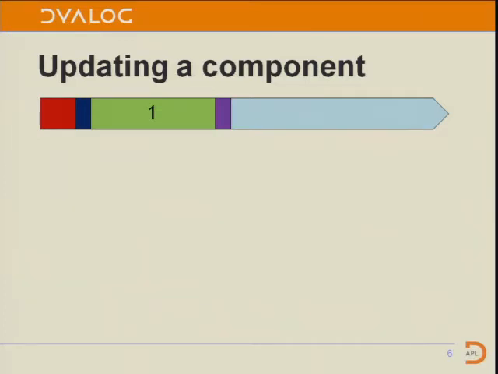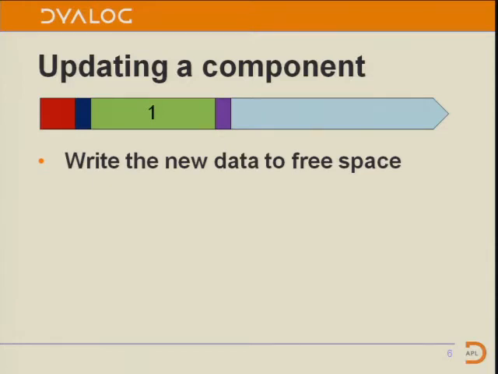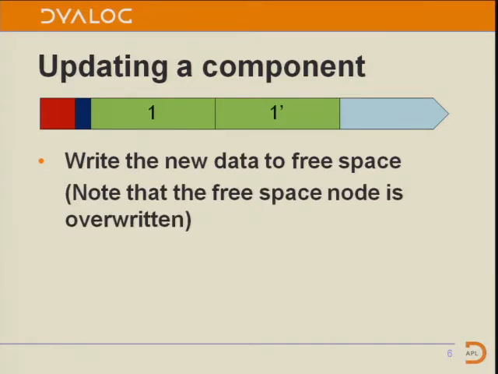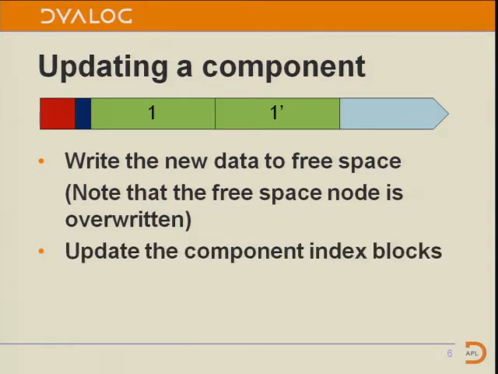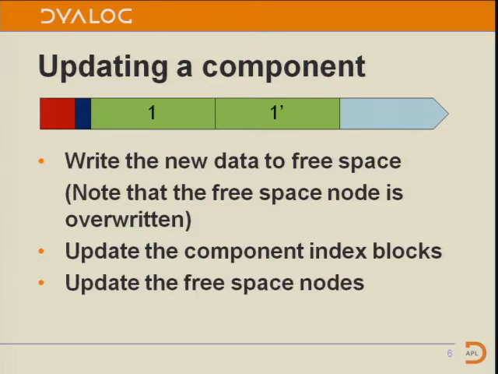So if I illustrate what happens when you do update a component, here we've got a single component on the file, and we want to replace it. So we'll come along, we'll write the new data into free space, and I noticed that when I did that, the free space node was overwritten because it was part of the free space, but it was there. And then we update the component index blocks. So now the component index points to the new component, not the old one. And then we update the free space nodes, which frees up the old space, and we update the root.